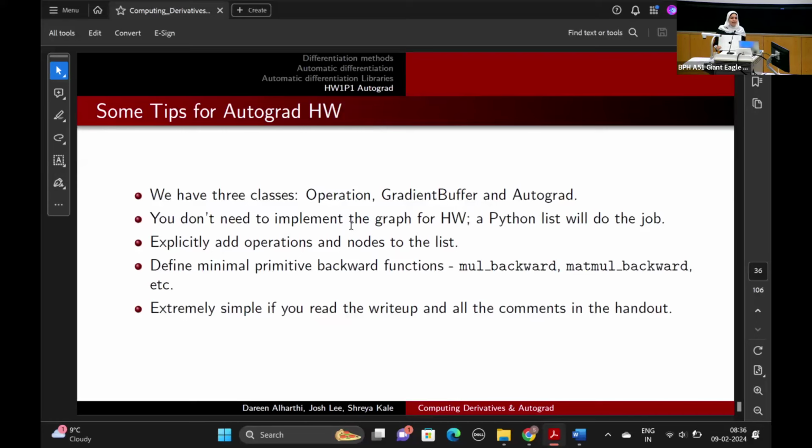If you go through the write-up and the code and you found it hard to follow, just send us an email or write a post on Piazza and we will make it clear. So, okay, thank you everyone.